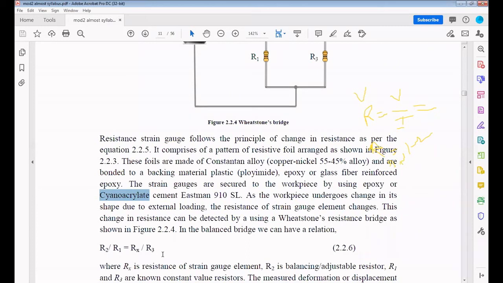So in bridges, the formula is R2 by R1 equal to Rx by R3. We need only the unknown resistance, so Rx we can take, and this R3 we can send to the left hand side. R3 is in the denominator, so Rx is equal to R2 R3 by R1. This is the actual value. R1, R2, R3 are the known resistances, so we can substitute the known resistances here and find out the unknown resistance. So this is the procedure.